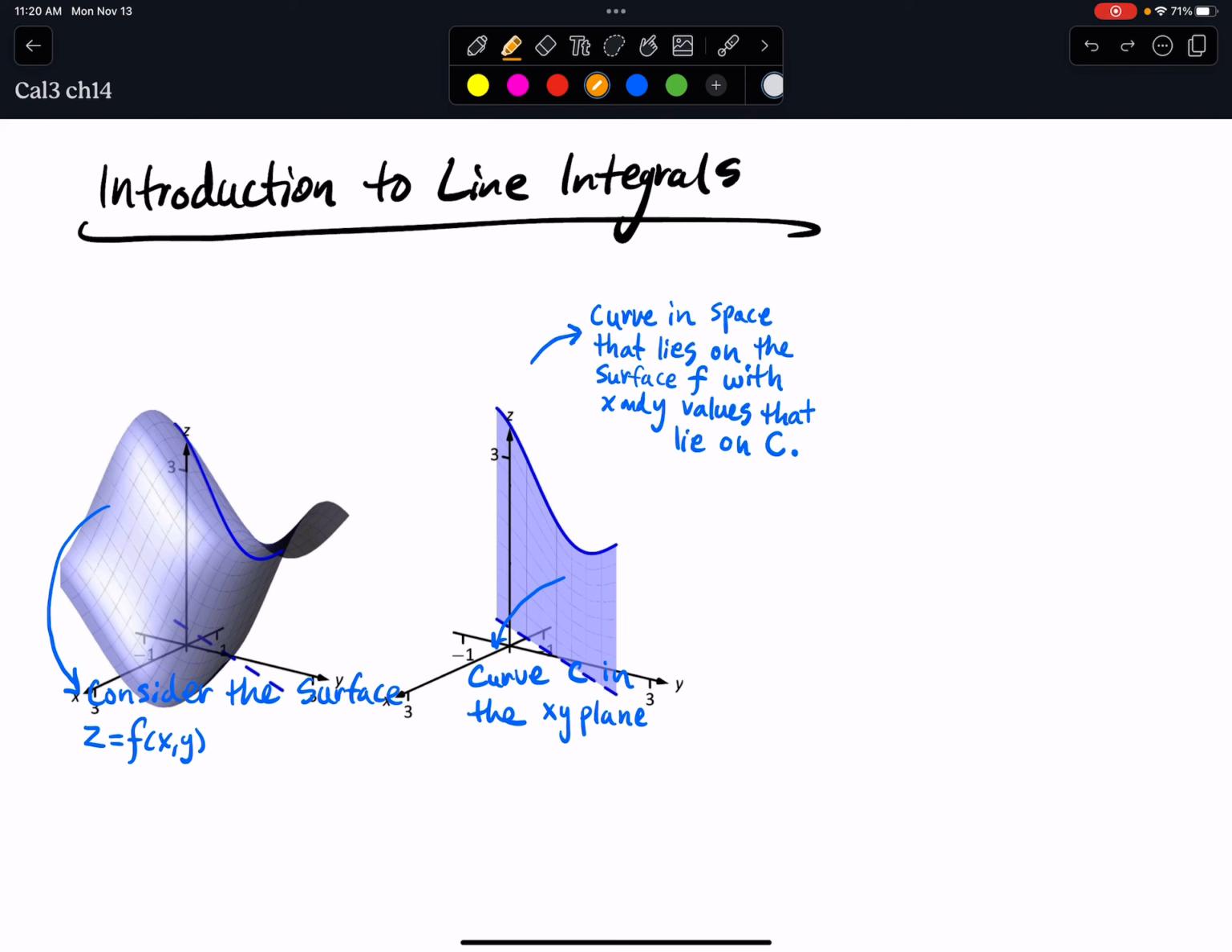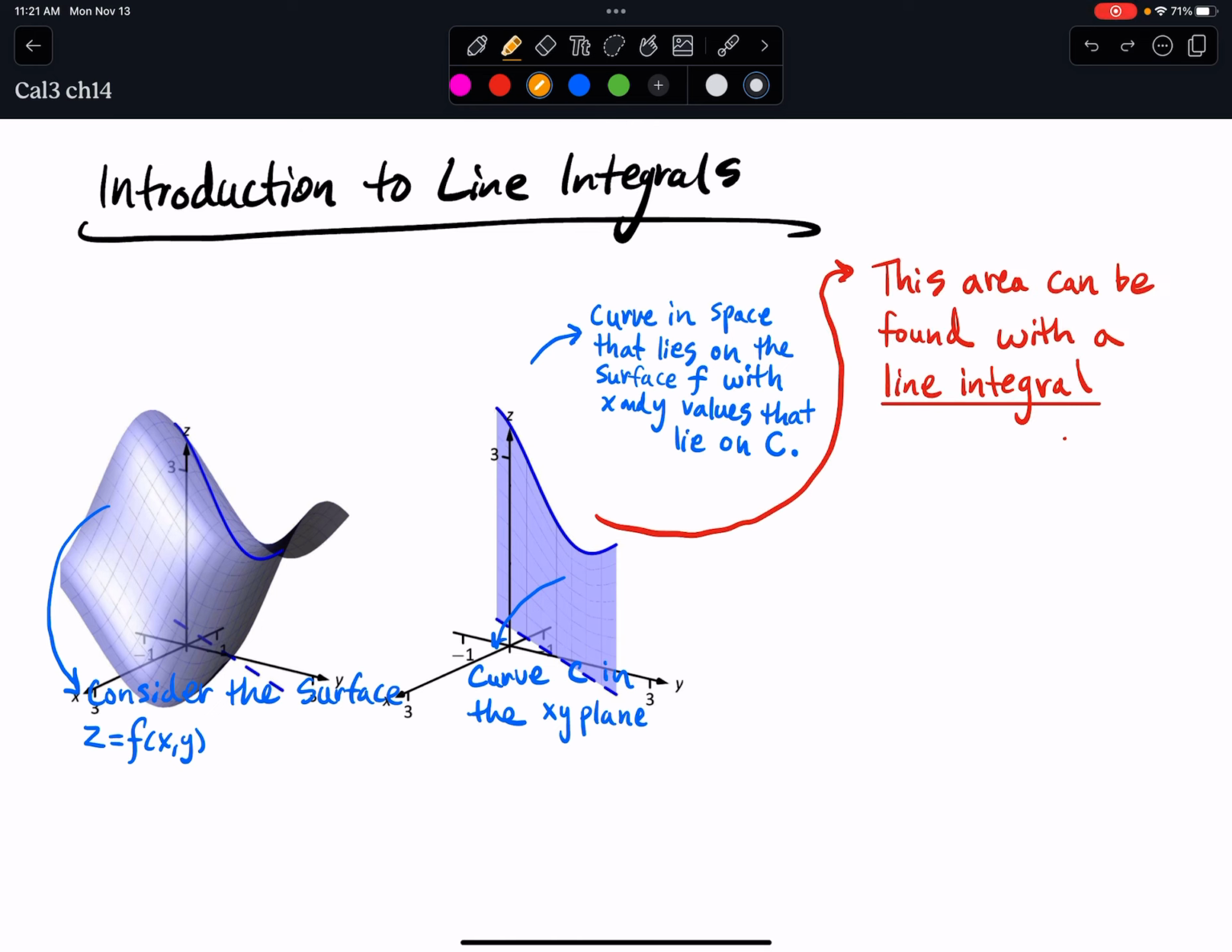This curve in space lies on the surface F. Okay, let me highlight that a little better for you. This curve right here, and it lies on the surface right there with the xy values that lie on C. So remember, C is this curve in the xy plane, right? So it's like the area above that curve C, but below where it intersects with that surface F.